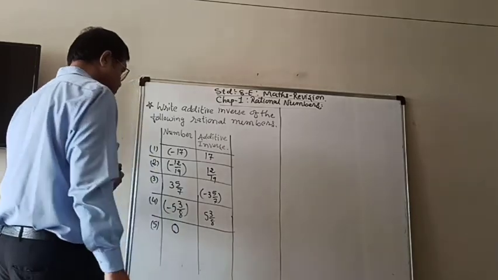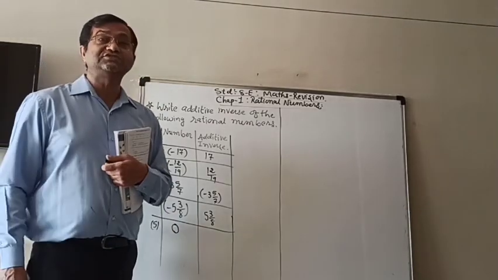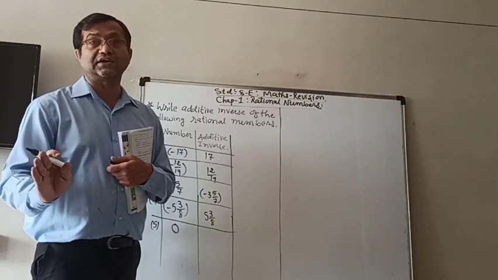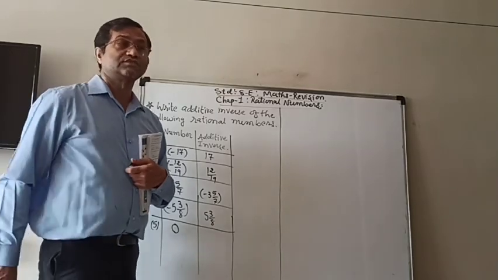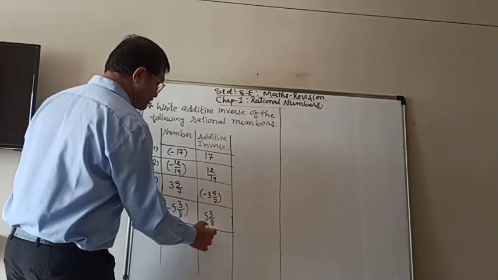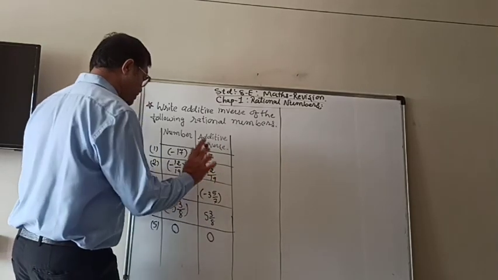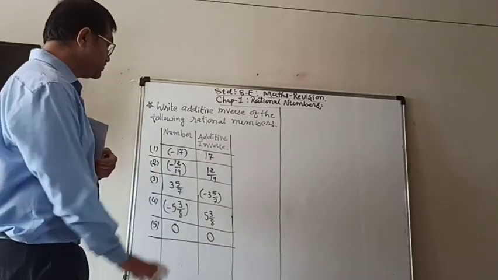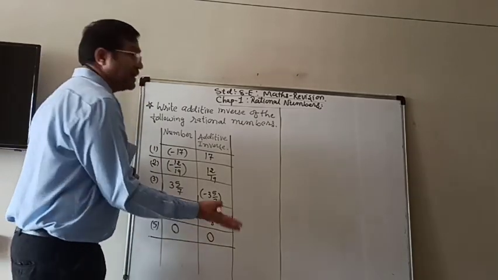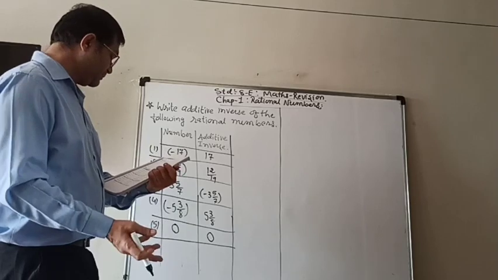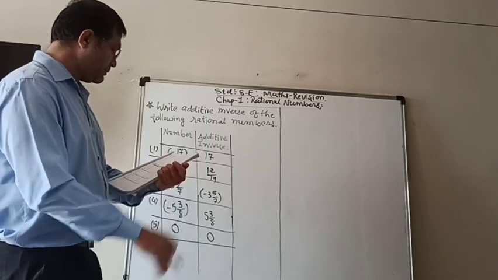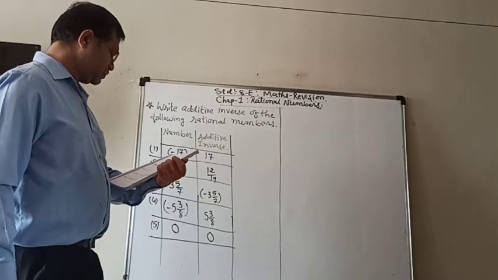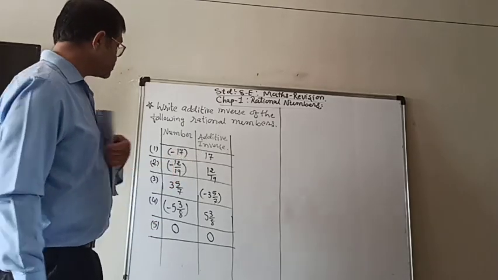Zero. Just remember that 0 is neither positive nor negative. So itself is the additive inverse. So you have to write 0 only, you don't change the sign here, that 0 is minus 0. Because 0 cannot be plus, 0 cannot be minus, and therefore you don't have to write anything for that.